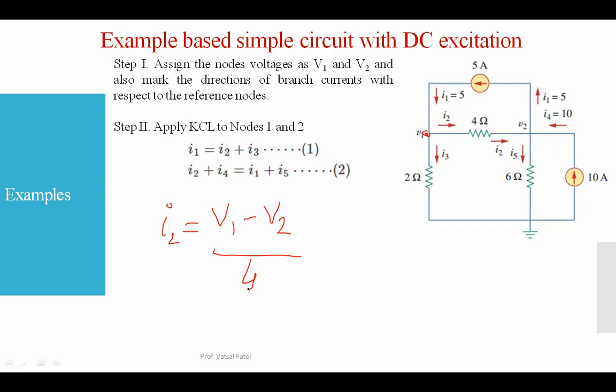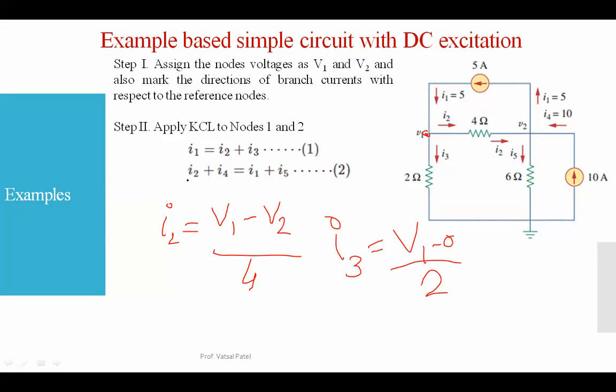Yes or no? Can we write I2 is equal to the potential difference between that node, V1 minus V2, divided by 4? Can we write like this? Yes or no? And I3 is equal to, it is with respect to V1 and 0 or reference node. So can we write I3 is equal to V1 minus 0 divided by 2?